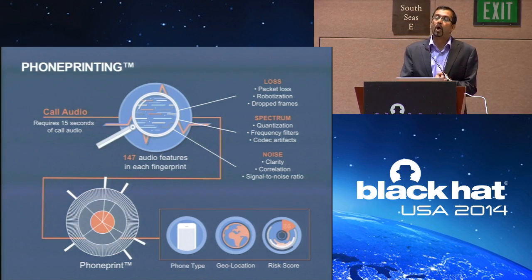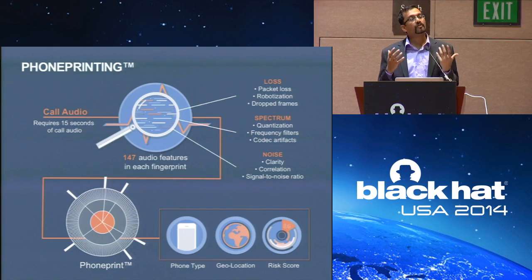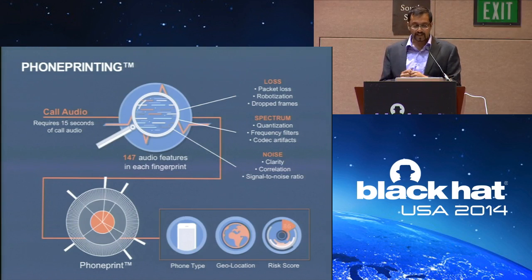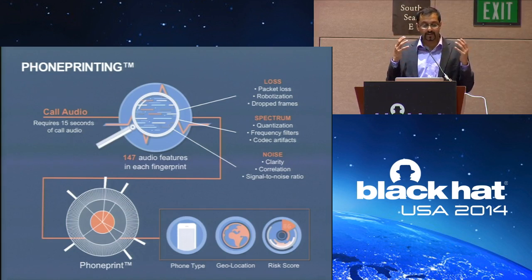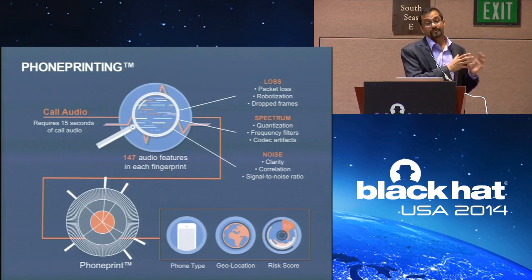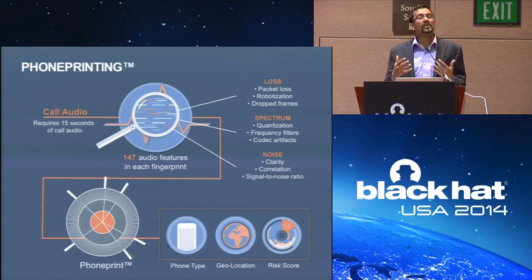These are acoustical anomalies. We have about 147 such acoustical anomalies, and they're broken into different categories. You heard the loss category, and in addition to packet loss, we're looking at robotization, dropped frames, and a bunch of other characteristics. There are also frequency characteristics, which is what you heard. We have a whole bunch of codec artifacts that come into those categories. There are also noise characteristics.